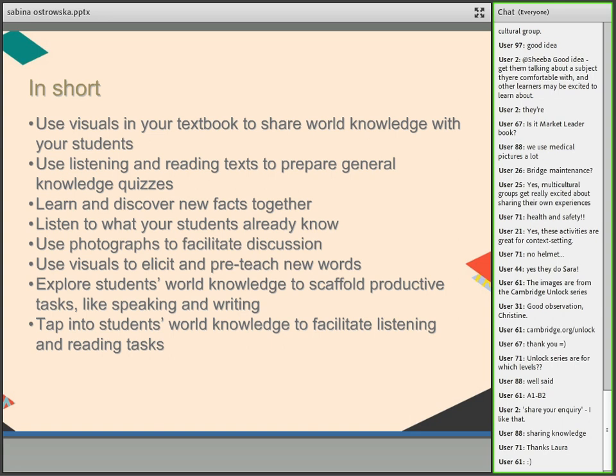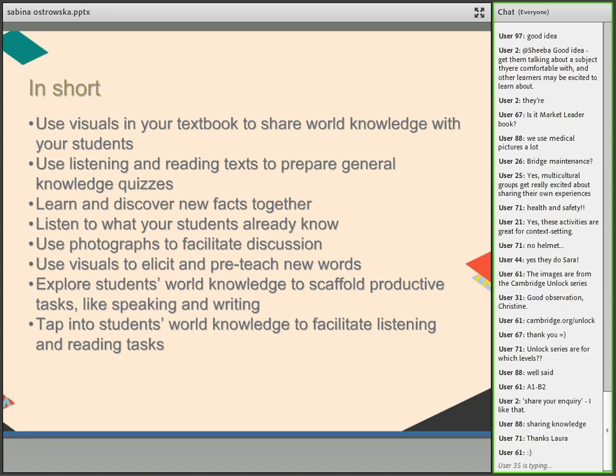Learn and discover new facts together. Again, I want to stress here the word discover. None of us know everything, and we want to learn with our students. Listen to what your students already know, but also give them space to express and share what they already know. Use photographs to facilitate discussion.